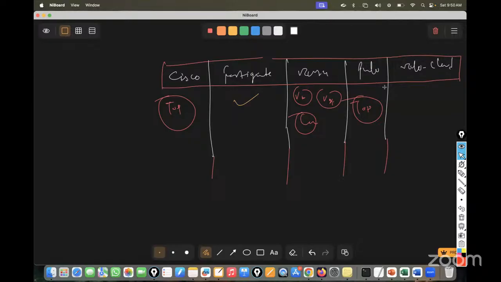Same concept. I'm going to come to that particular topic, but yes, the vendors are going to be different. My controller names are going to be different, but controllers are still going to be required. My underlay routing protocols might differ, and my controller protocols might differ, but the concept is going to be the same. Clear?